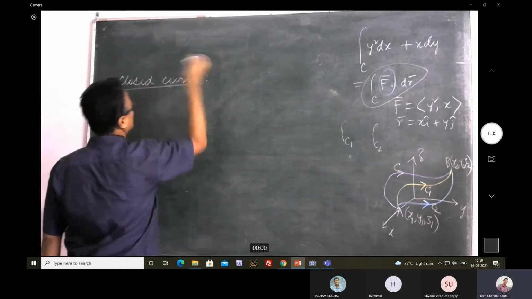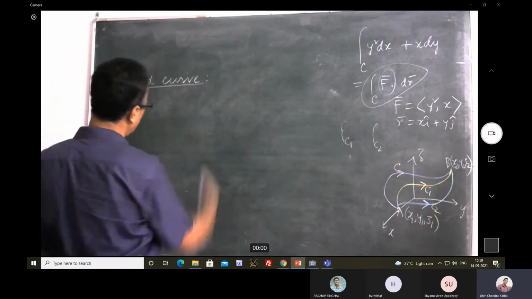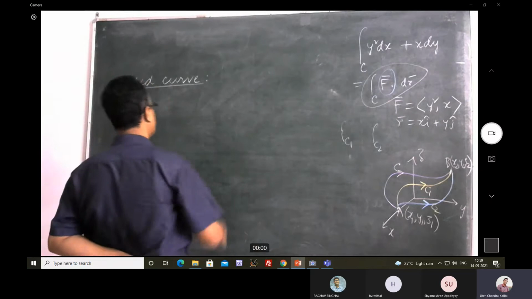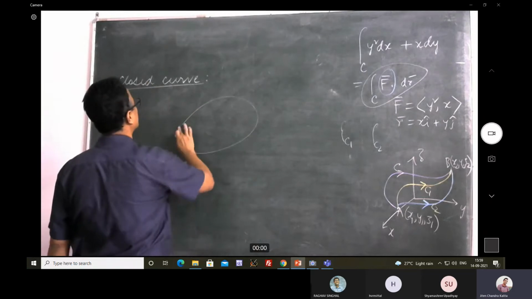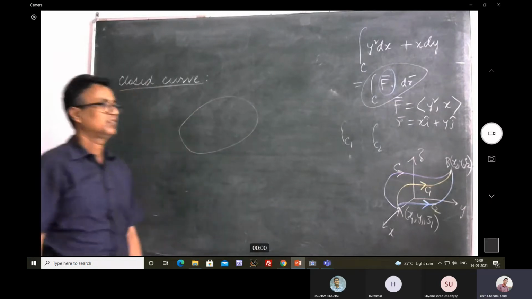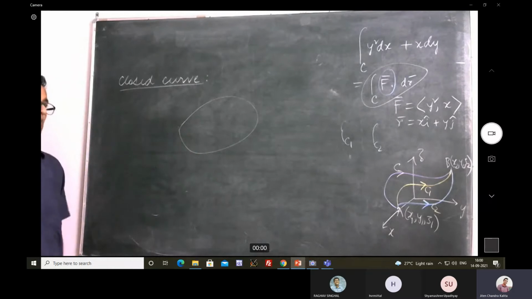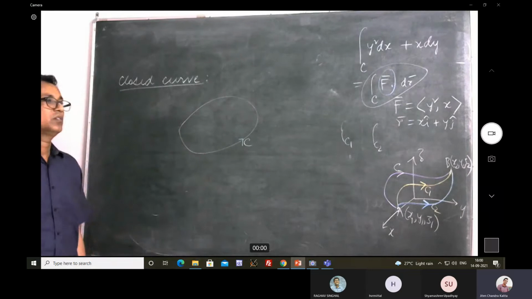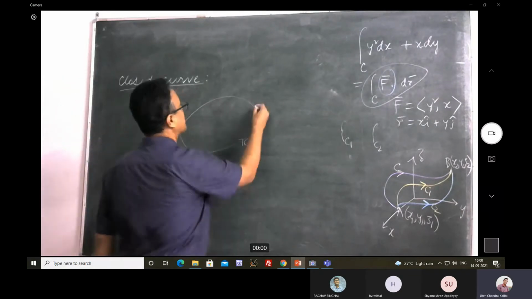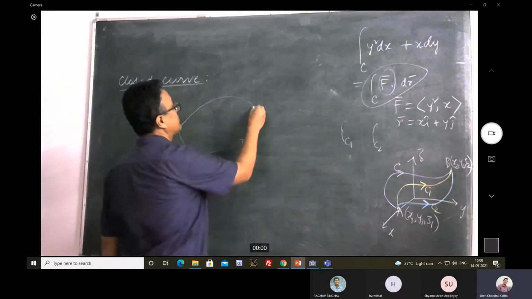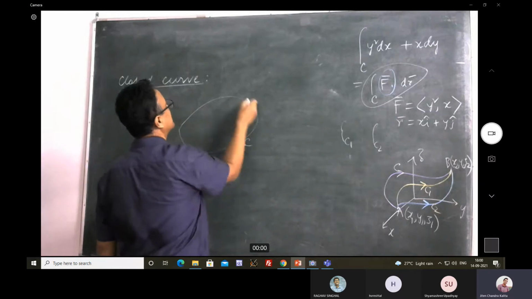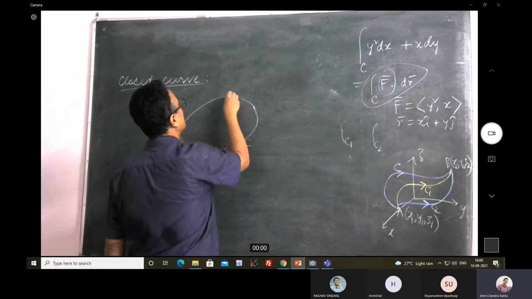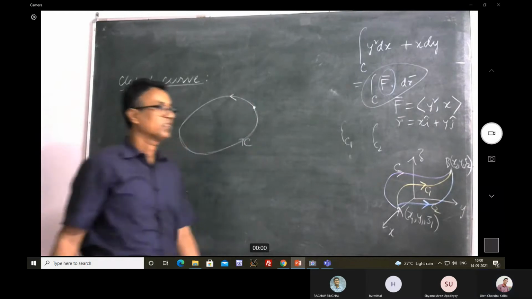It can be in space or it can be in plane. Okay, so let us start with a planar closed curve. So what is that? Say this is a closed curve. This is a closed curve, isn't it? So what makes it a closed curve? If you start at any point, then what happens? Again, you end up with the same point. Is it okay?